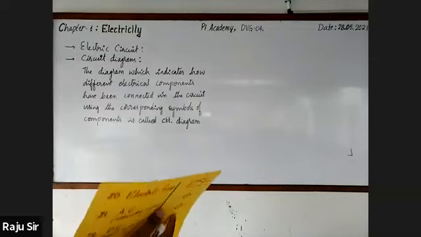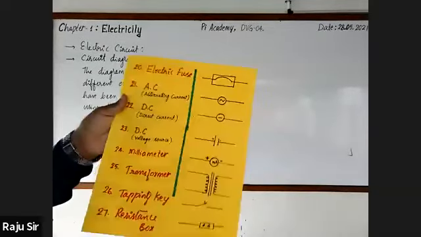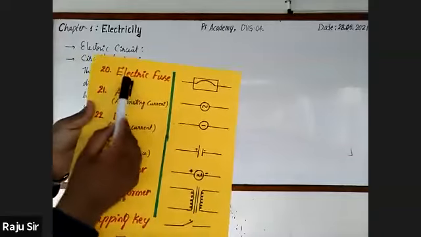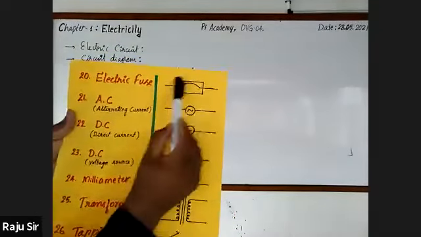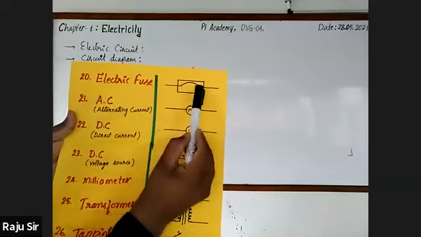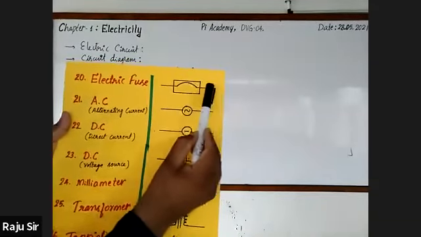Other than this, we have some more. This is important. Electric fuse: we have drawn a rectangle and inside that an arc.